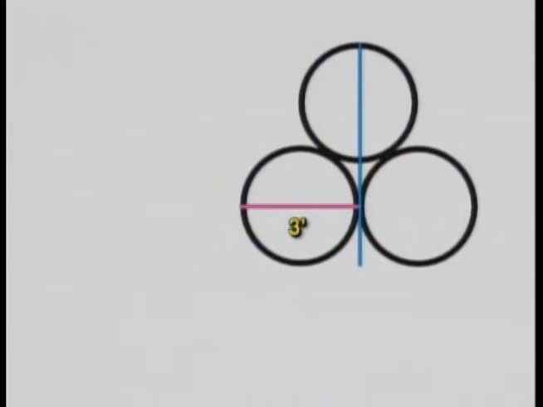The diameter of each circle is 3 feet. The radius of a circle is always half its diameter, so the radius of each circle here is 1.5 feet. It doesn't matter where the radius is located. On any of these circles, the distance from the center to the edge is 1.5 feet. We're trying to find the height of this line. Notice that the top part of the line is 1 radius, so its length is 1.5 feet. The bottom part of the line is also 1.5 feet.